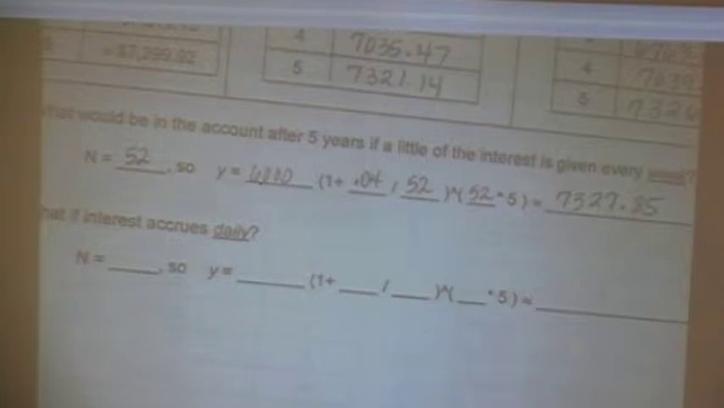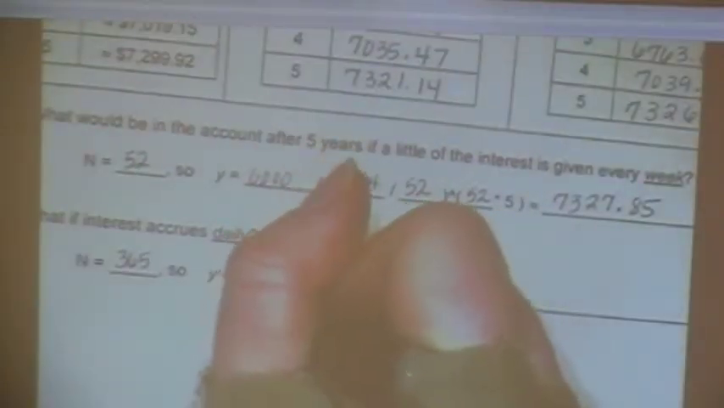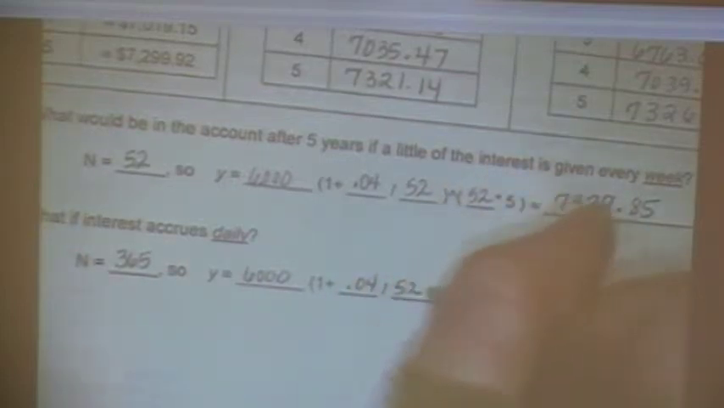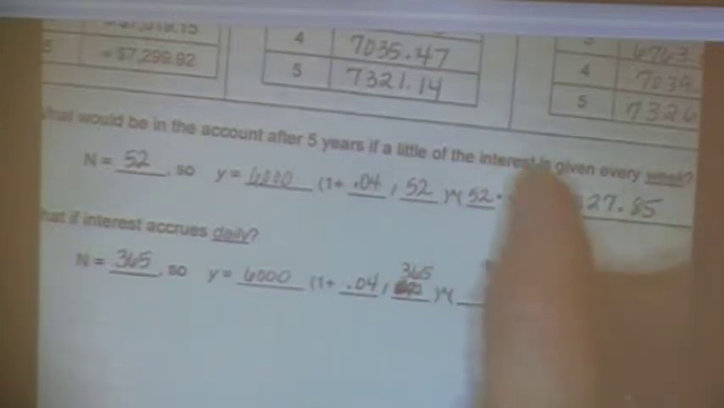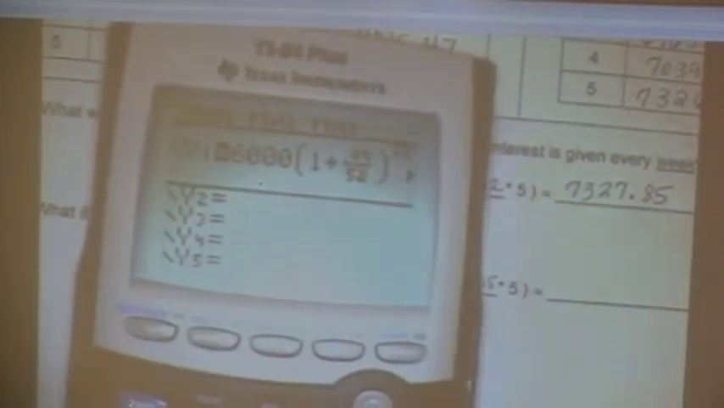And then the last one of these, everything else is the same. Initial value 6,000, rate 4%. This time they want to compound our interest daily. How often would that be? 365. This year it's 366, but they won't use 366. If they were doing this, they would still use 365. Since it's in my calculator, I'm just going to change what was 52 to now 365.